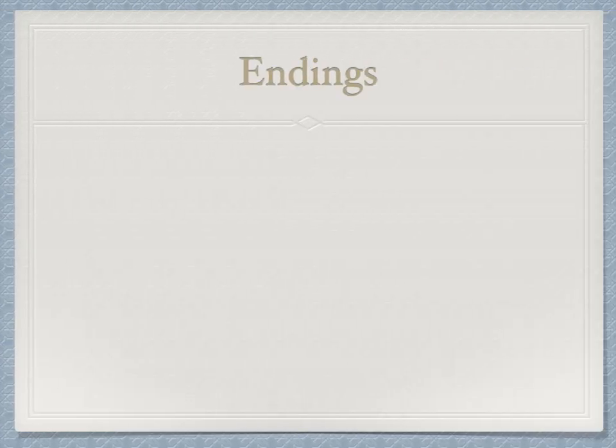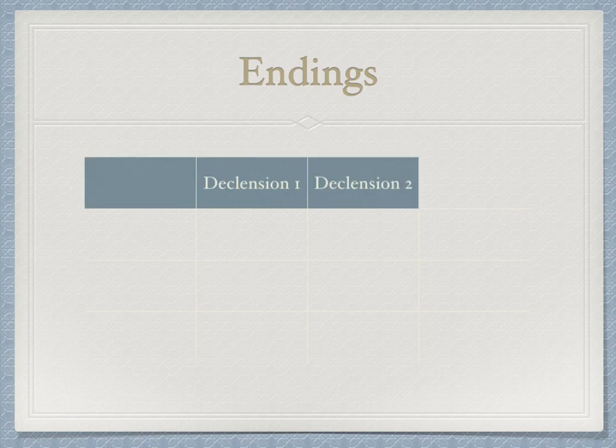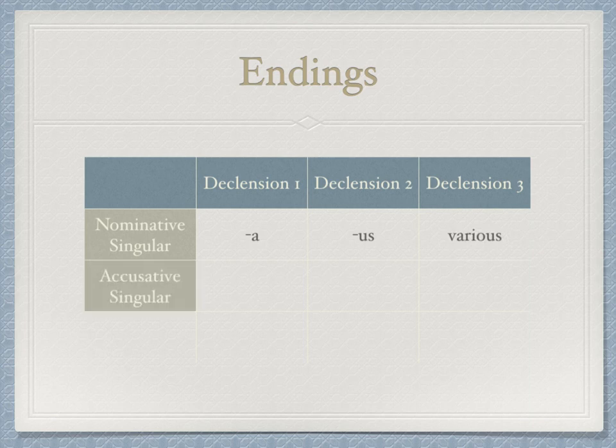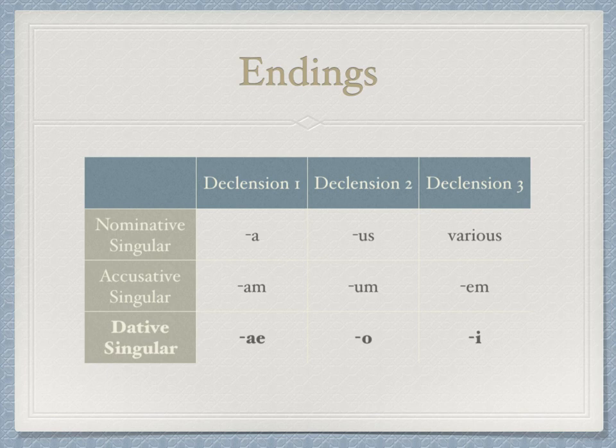So now just having a look at our endings, which of course we already know. This first row is the nominative singular for our subjects, a, us, and various, and for the direct objects it always ends in m, so am, um, and em. The dative singular is the new row I want you to add to your table, and so if it is to or for a declension 1 noun, it will change to ae. If it is to or for a declension 2 noun, it will change to o. And if it is to or for a third declension noun, it will change to i. So make sure you add this extra row to your noun table so that you can start learning them.